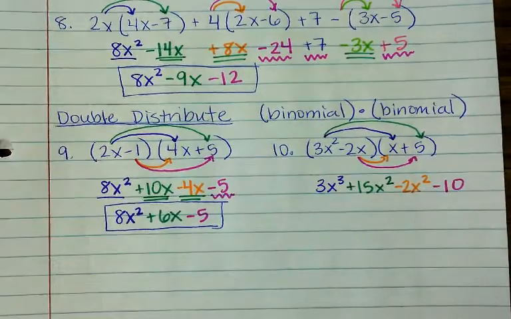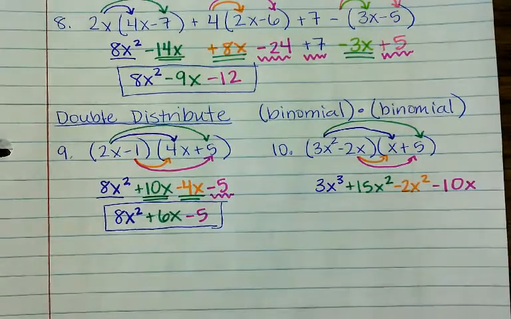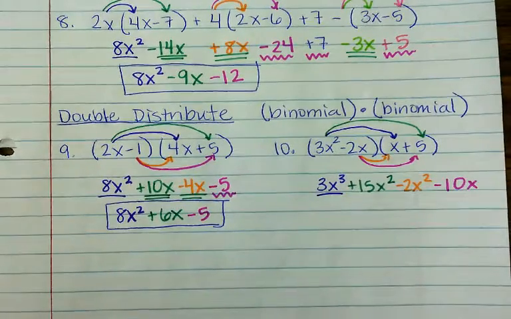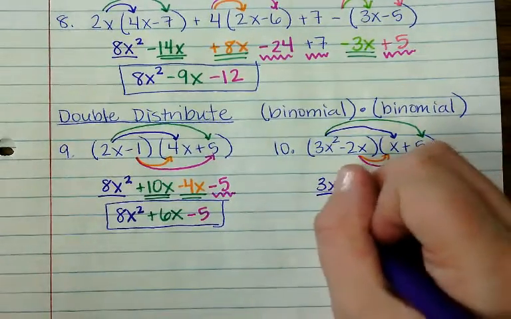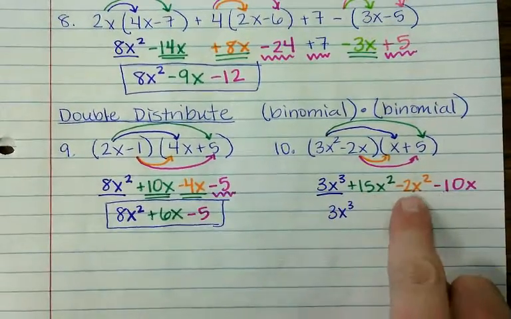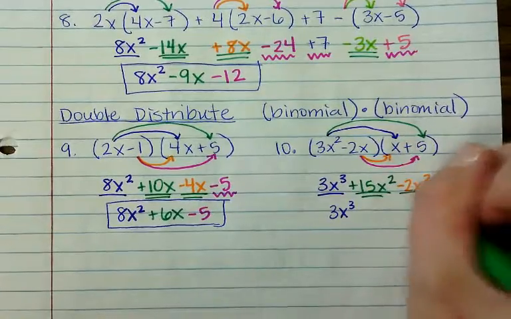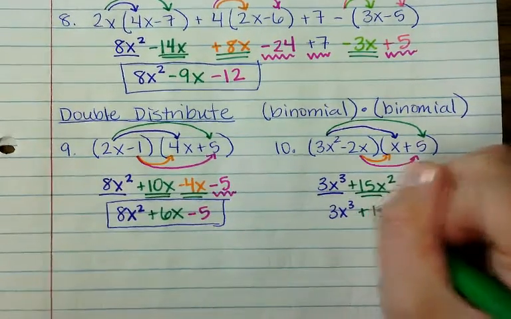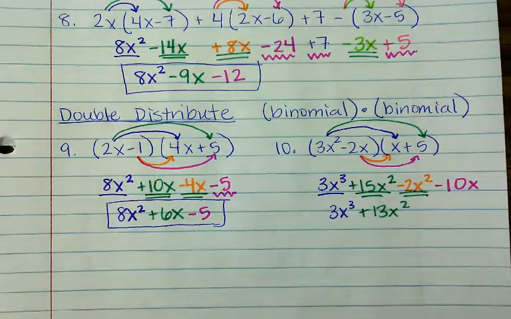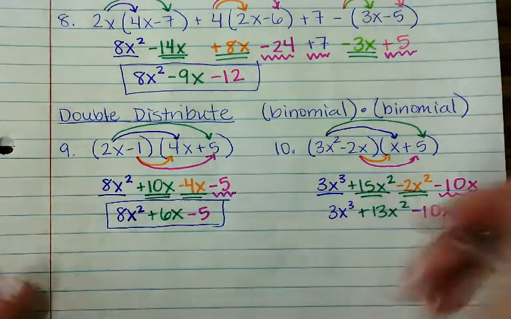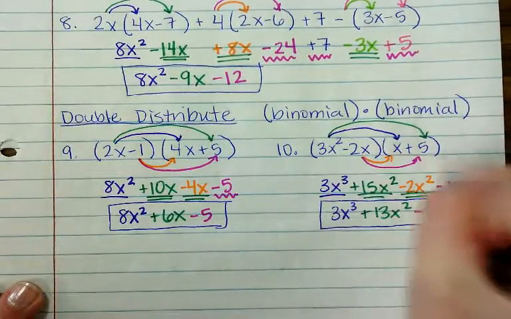Awesome. But we are not done, are we? Because, Finn, what do I need to do now? I need to simplify it. Are there any terms that can be combined here? 15x squared and negative 2x squared. Excellent. So what is my new middle term going to be, Finn? Positive 13x squared. Yes. And then we still have negative 10x. So my final answer would be 3x cubed plus 13x squared minus 10x. Y'all feel good about that?